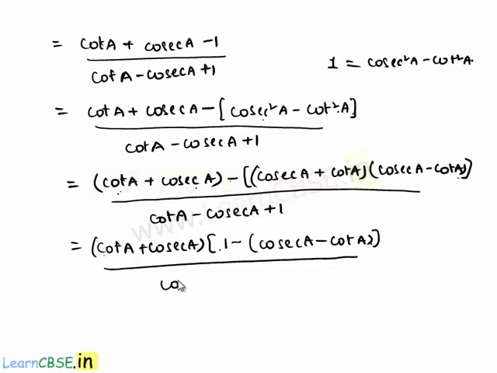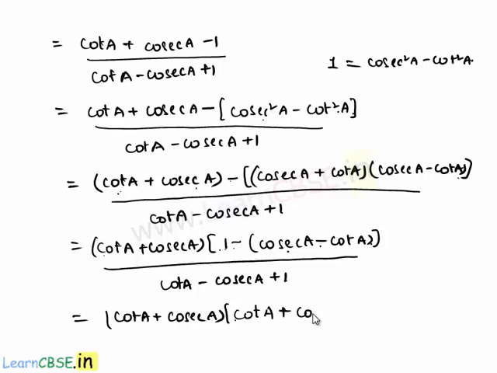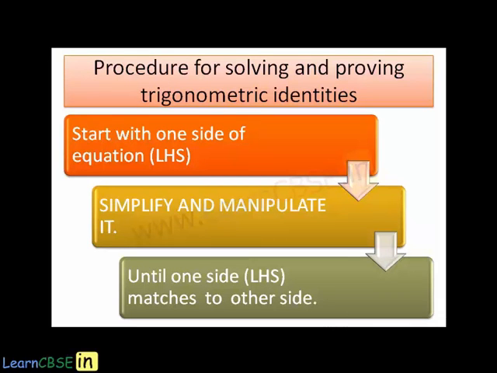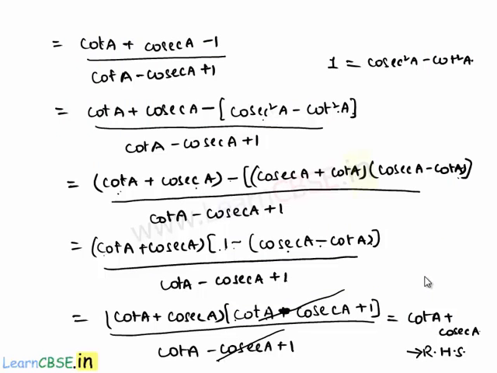whole divided by cot A minus cosecant A plus 1, that will be equal to cot A plus cosecant A remains as it is, and this expression can be written as 1 minus cosecant A, and minus into minus is plus here, and by rearranging terms we can write it as cot A minus cosecant A plus 1, whole divided by cot A minus cosecant A plus 1. Here cot A minus cosecant A plus 1 is common in both numerator and denominator, that will be cancelled. So finally we are left with cot A plus cosecant A, which is nothing but our right hand side. As LHS is equal to RHS, we proved the equality.